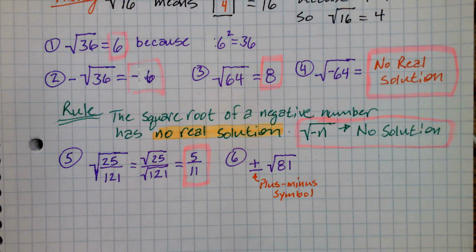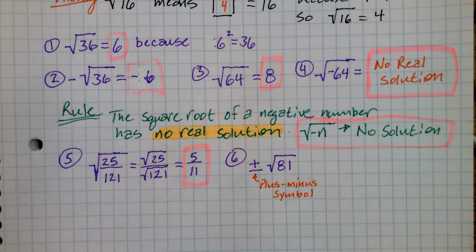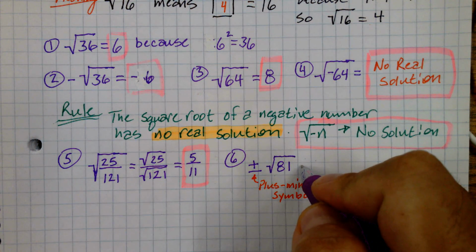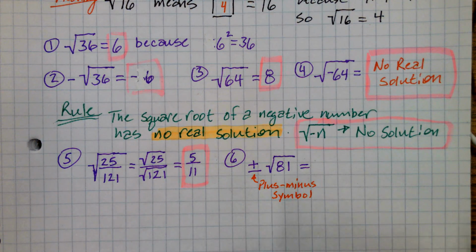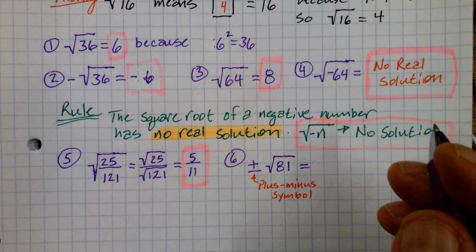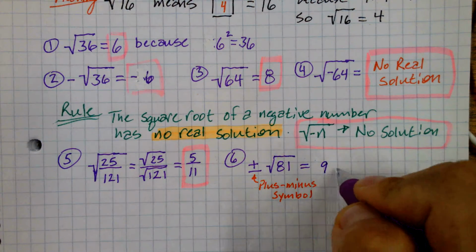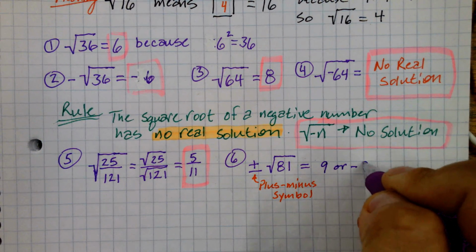Okay? What that means is there's going to be 2 answers. Well, first of all, what's the square root of 81? 9. 9 times 9 is 81. However, here, if we want to answer this, we would say the following. And it doesn't matter which one goes first. You can do the positive one first or the negative one first. But you want to say the answer is 9 or negative 9.